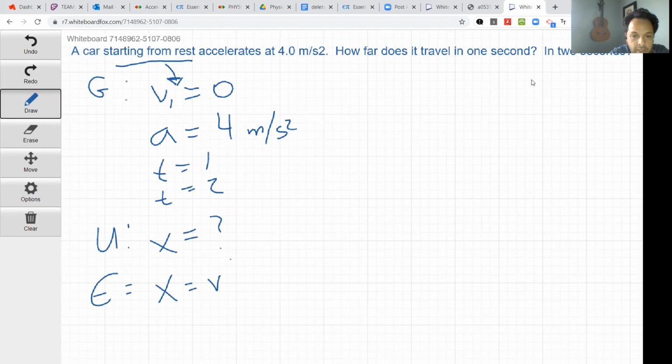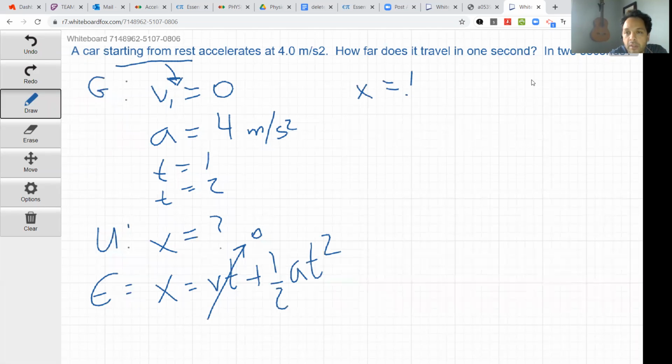X equals initial velocity times time plus 1/2 a t squared. But look, initial velocity is 0, so we don't need that, because every time you put in a velocity of 0, it cancels out. So all we have left is 1/2 a t squared. That might not be the case for every one of these problems. I just randomly picked this problem.